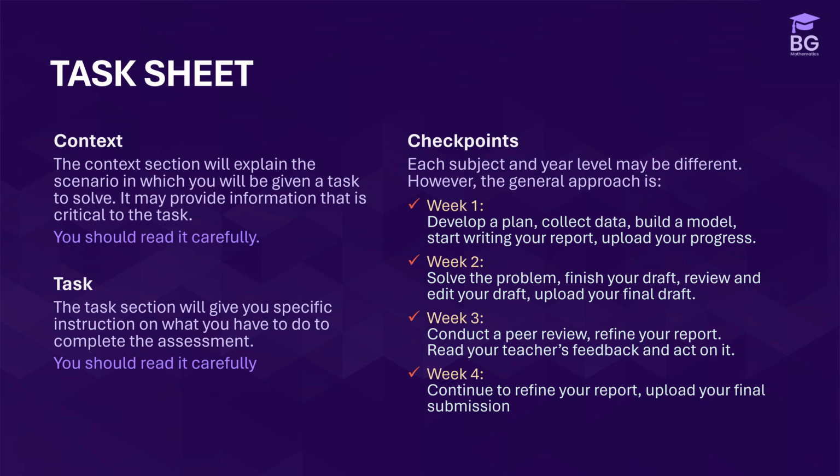To start with, in week 1, you need to develop a plan, collect your data, build your model, get started on your report. You need to do a lot of work in week 1. In week 2, you need to finish solving the problem, refine your model, finish writing your draft. So that's 2,000 words done by the end of week 2. Then review and edit your draft. Check that it's finished before you hand it up. Check that it's well done. Upload that draft to Realm before the due date.